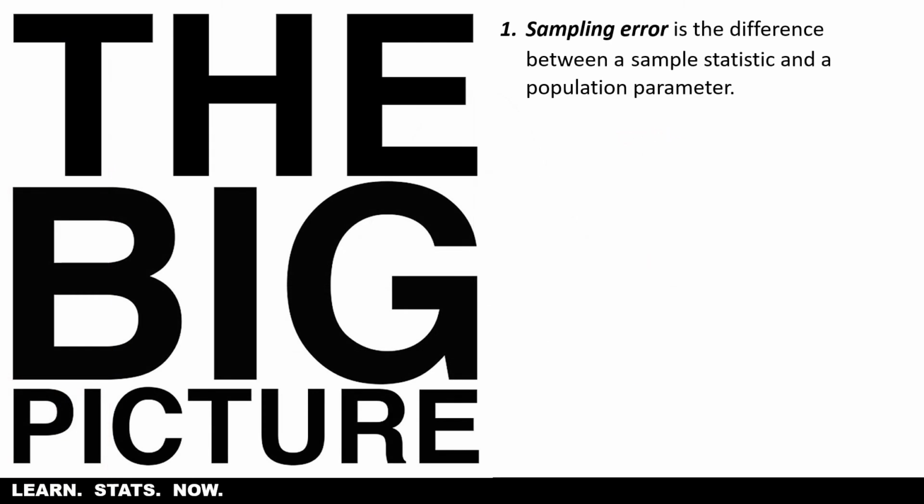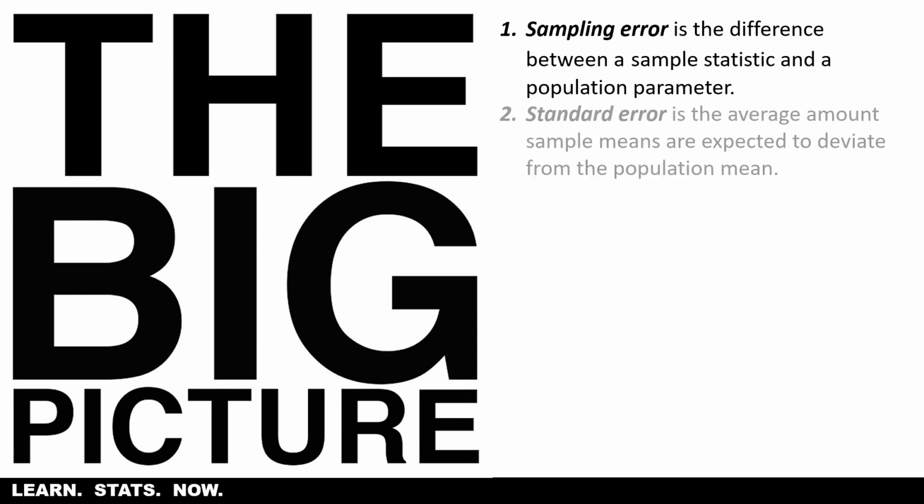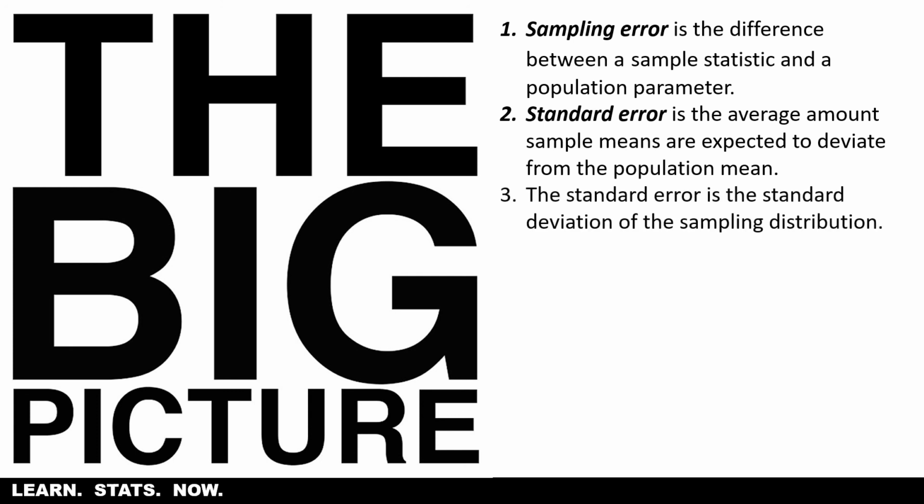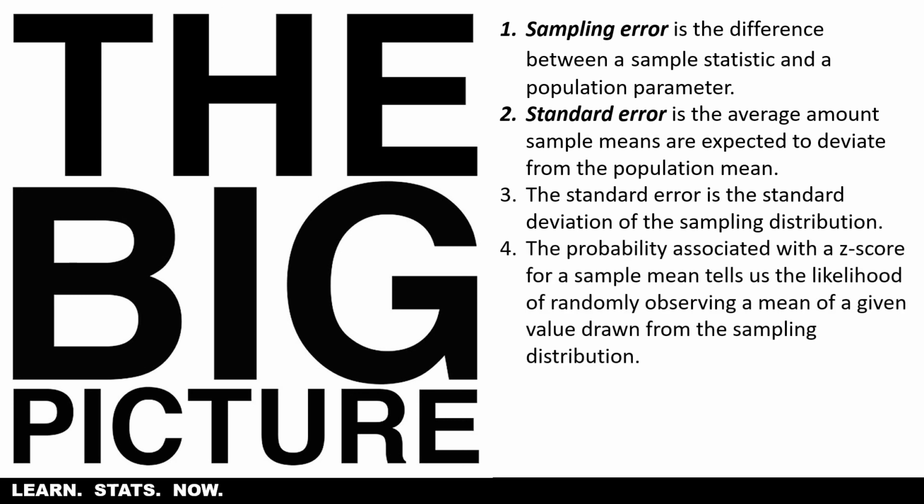Okay, so big picture, sampling error is the difference between a sample statistic and a population parameter. The standard error is the average amount sample means are expected to deviate from the population mean, and we calculate the standard error of the mean. So you can interpret that standard error as the standard deviation of the sampling distribution. And then the probability associated with the z-score for a sample mean tells us the likelihood of randomly observing a mean of a given value drawn from that sampling distribution.